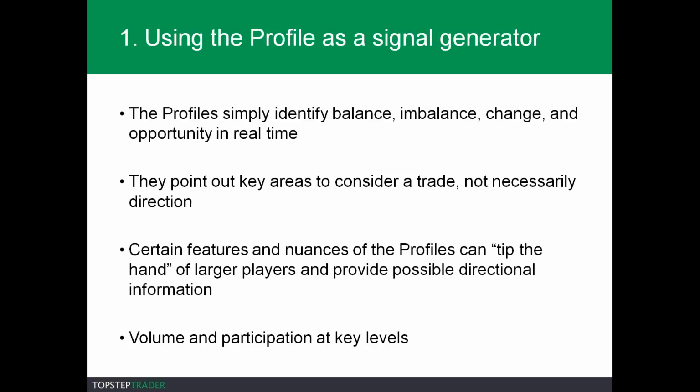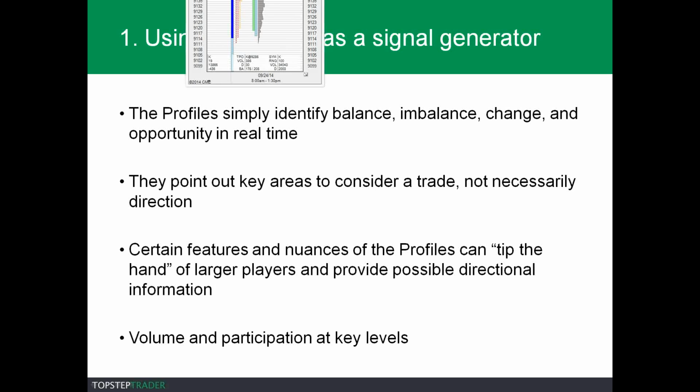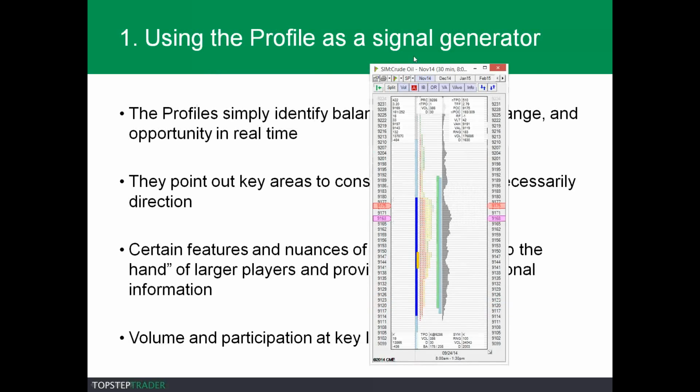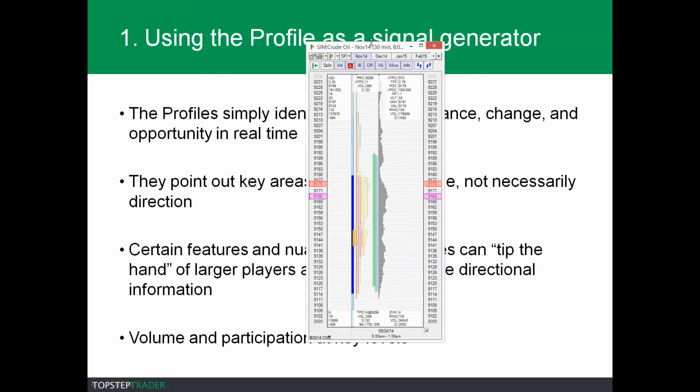So again, volume and participation at key levels is really what you're going to be looking for. You're going to first find those key levels using the profile, and then use your knowledge, your intuition, your ability to read tape and read activity, and journal about it, because if you're not journaling about it, you're really slowing your learning curve. I'm going to take a second here and bring the crude profile from the day session today into the picture.